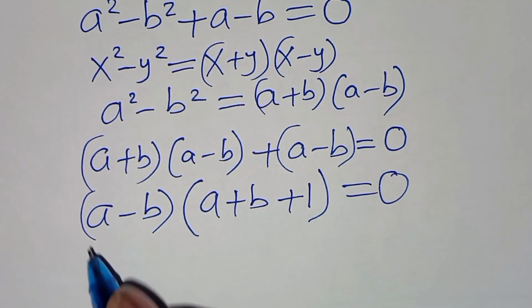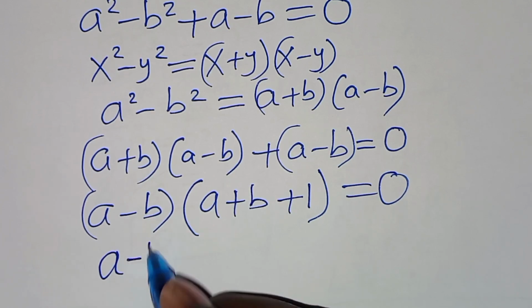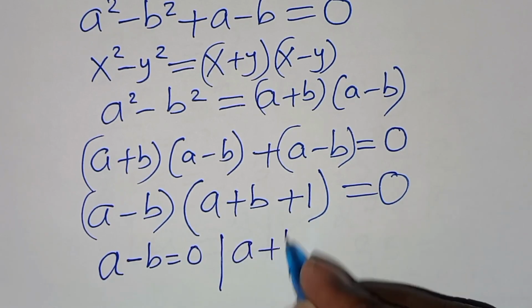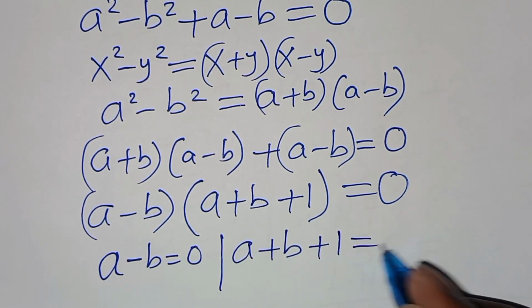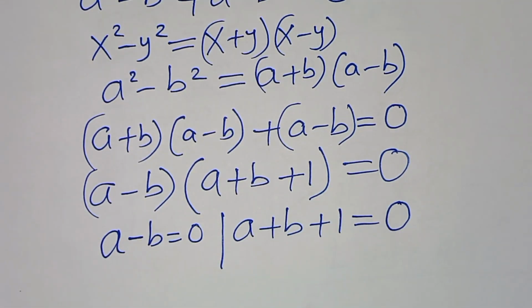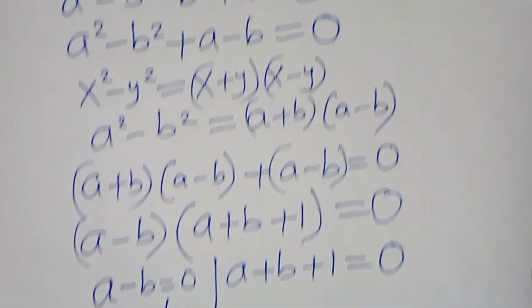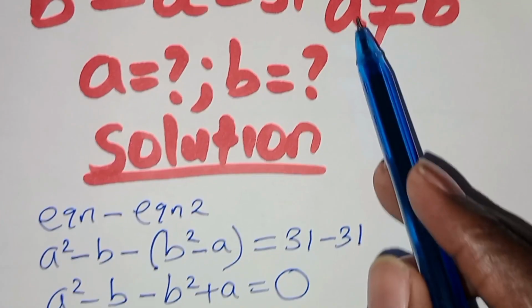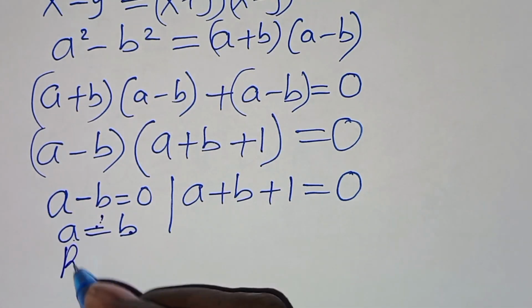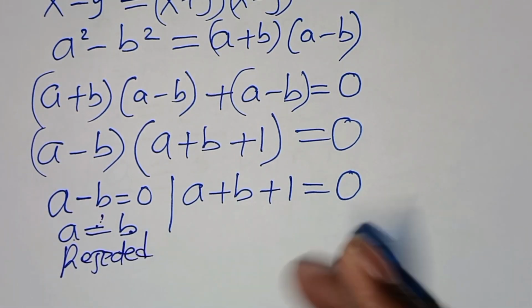So we have two parts here. The first part is a minus b equal to 0. The second part is a plus b plus 1 equal to 0. Now, the first part gives a is equal to b. And we perfectly know that a is not equal to b. So we reject this part. So this part is rejected.